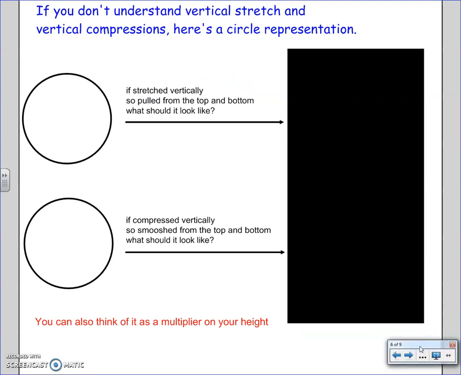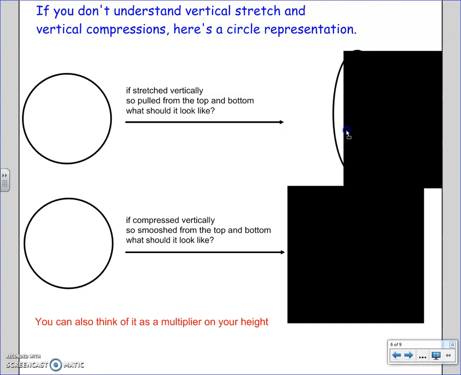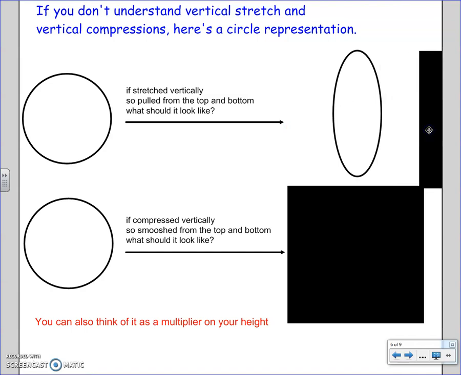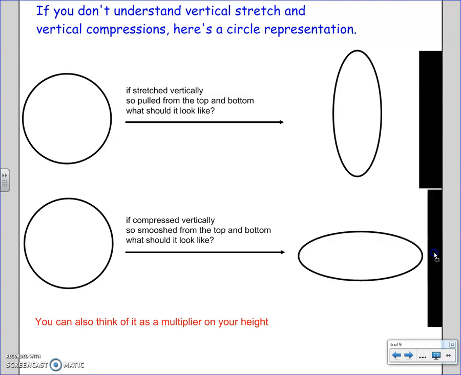So if you don't understand what I mean when I say vertical stretch, here's a nice picture representation. I like thinking of a rubber band. If I had this rubber band right here, and I pulled it from the top and bottom, I would vertically stretch it, and it should look like a very skinny and tall rubber band. So that's what vertical stretch does. It shoots upwards. It gets taller and skinnier. For the bottom one, if I vertically compress it, that's like smushing it from top and bottom, it'll flatten out, it'll get squeezed, and it gets wider.